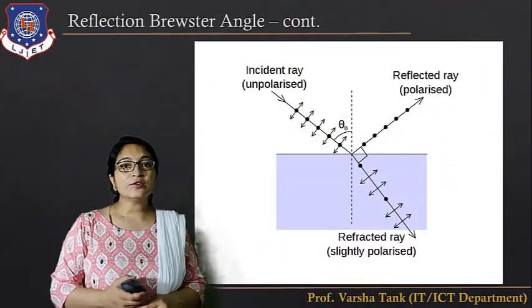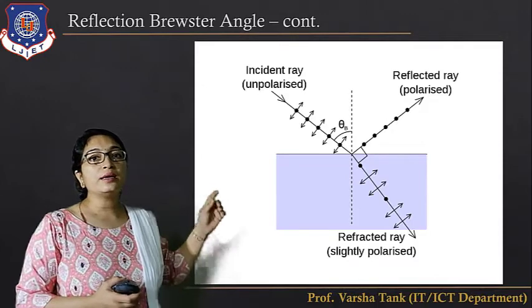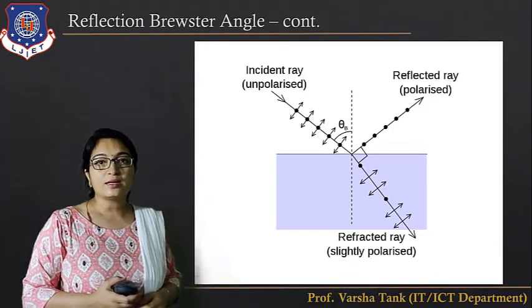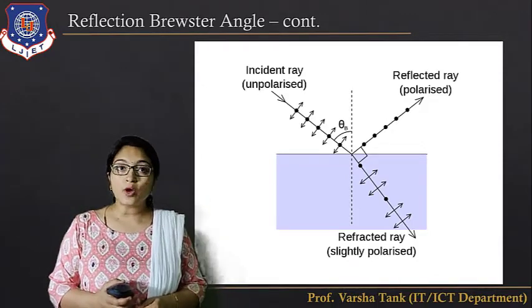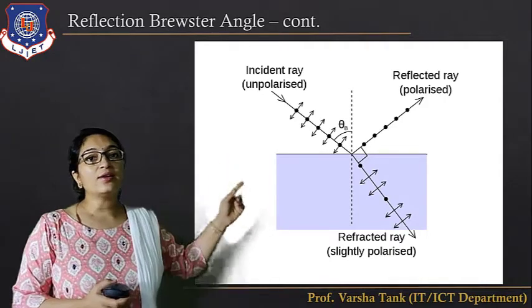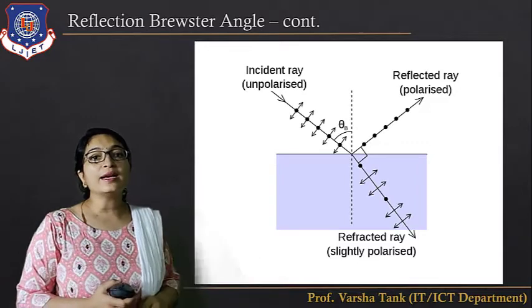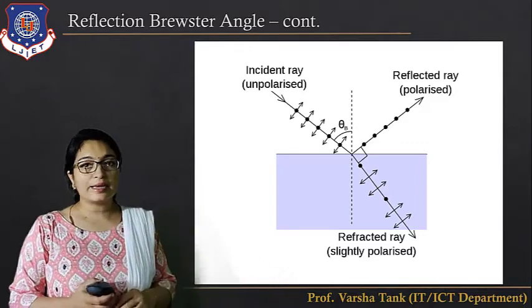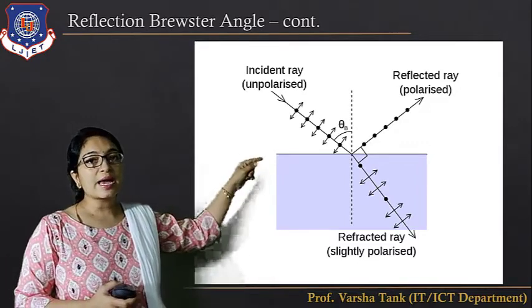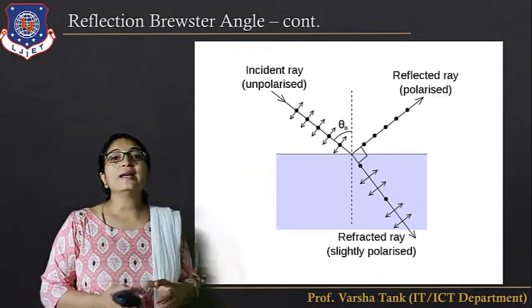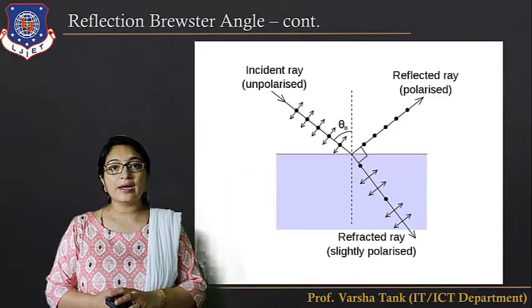So let's see the figure here. You can see the incident ray, that is the unpolarized ray, and the refracted ray, that is the polarized ray. And here this is the reflected ray, that is slightly polarized. Here you can see this angle, that is known as the reflection Brewster angle.